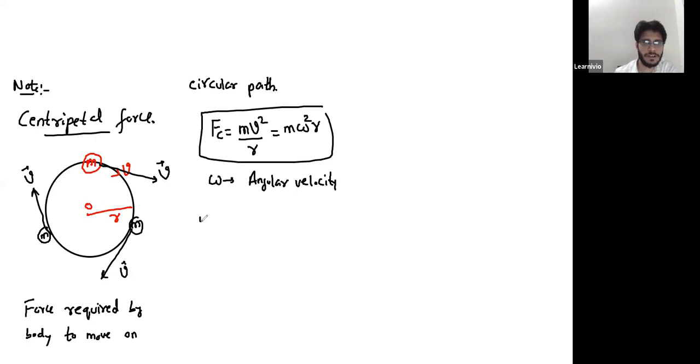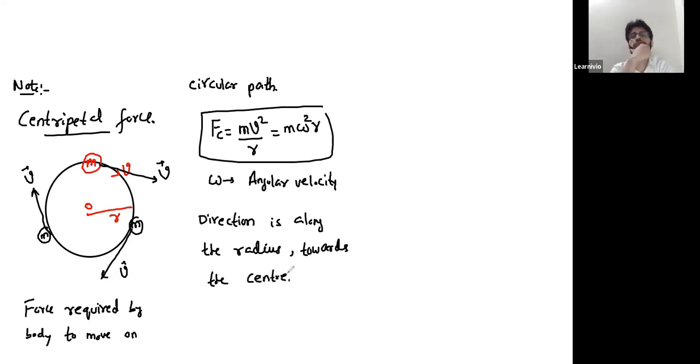And the direction of centripetal force is along the radius towards the center. Its direction is along the radius towards the center. So see some examples, like planets are revolving around the sun. To revolve around the sun, planets need centripetal force. That centripetal force is provided by the gravitational force between sun and planet.